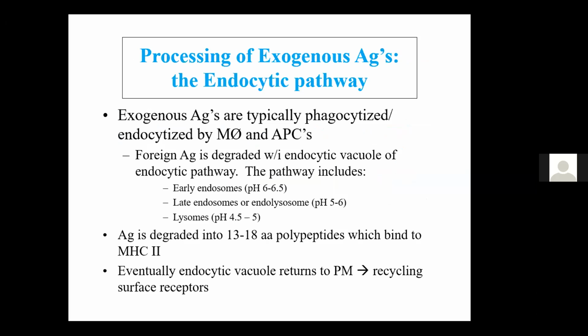Okay. Now let's look at the other cycle. We can talk about the class 2 pathway, the exogenous pathway, or the endocytic pathway. So there are three names for this pathway. We talk about class 2.